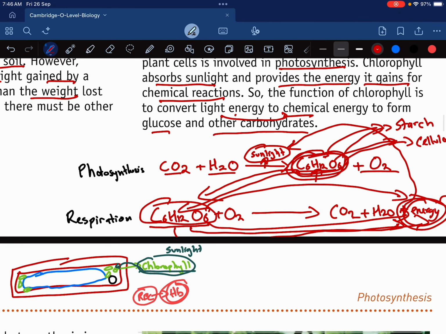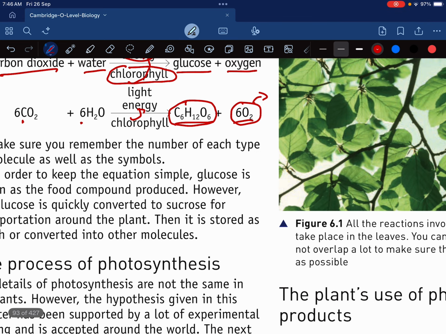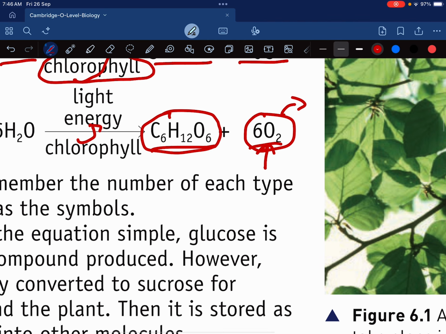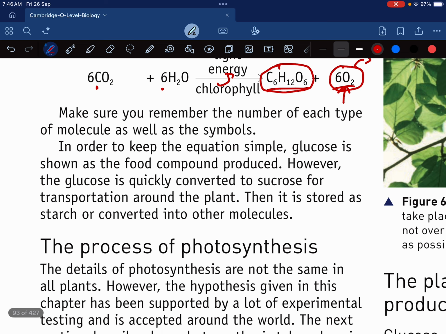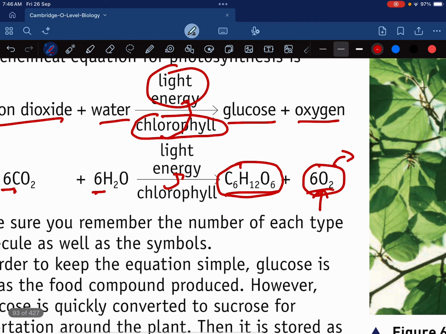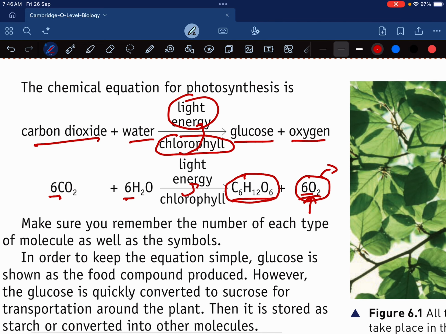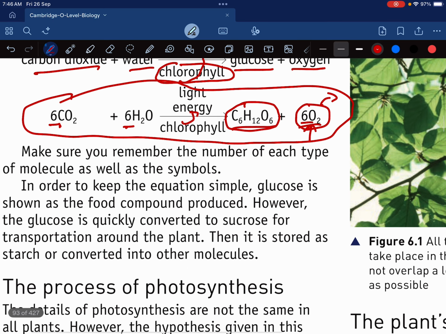As we looked over here, in the respiration process we use up oxygen, right? Just like that, plants produce this oxygen, and that's why plants are so good. They are producing oxygen, and we need this oxygen for respiring. Very important: make sure you remember the number of each type of molecule as well as the symbols. You need to know that here there are 6 carbon dioxide molecules and 6 water molecules, there's C6H12O6 and there are 6 oxygen molecules. This is a balanced equation, right? I'm sure you have studied this in chemistry. This is called a balanced equation.